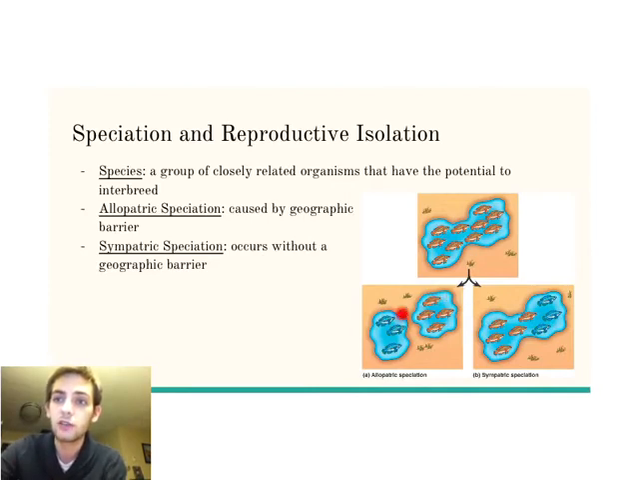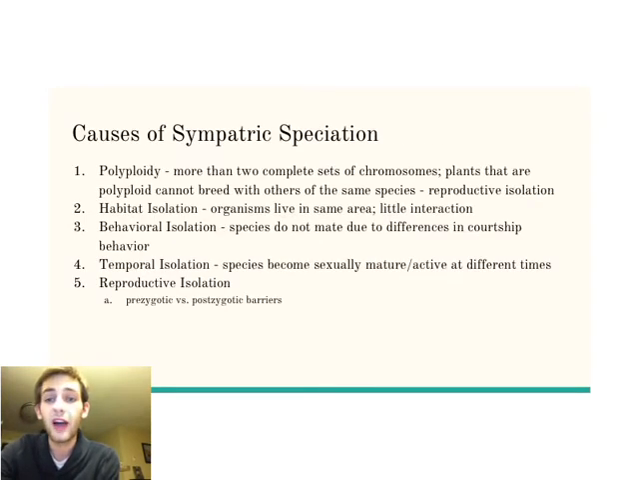And so each of these different populations are going to evolve separately, like you can see in the diagram. Sympatric speciation occurs without a geographic barrier, and we're going to talk about what can cause sympatric speciation in the next slide. So there are five main causes of sympatric speciation, meaning without a geographic barrier. Why do those organisms no longer want to interbreed?